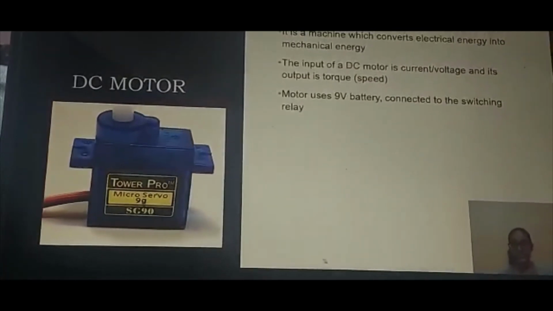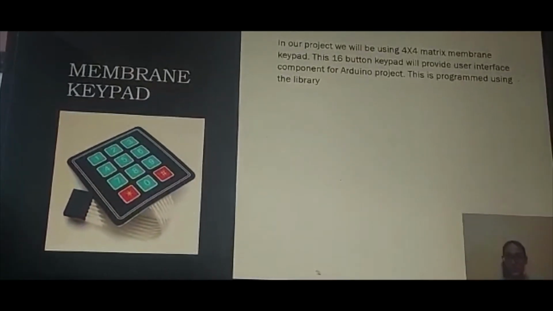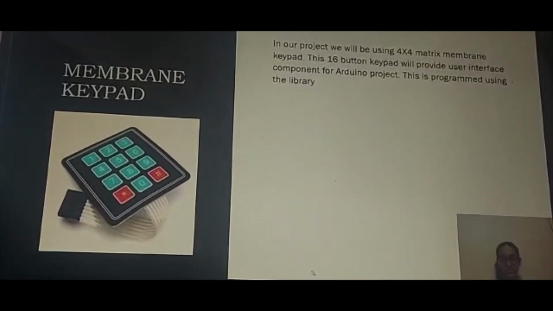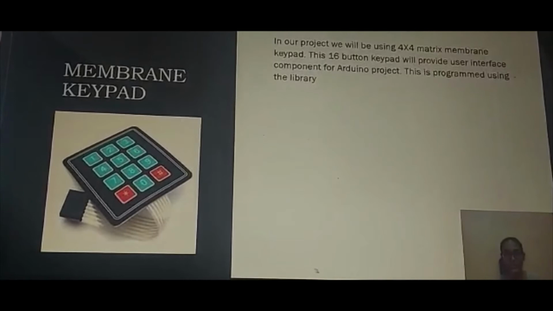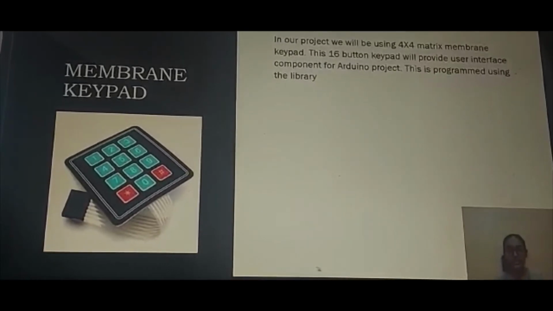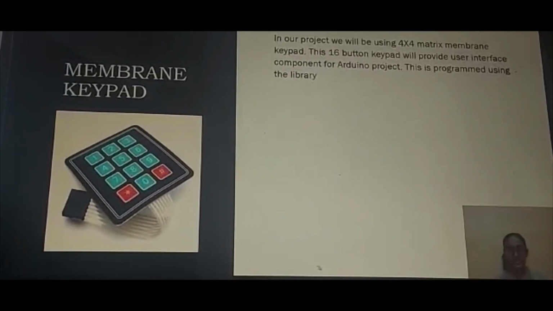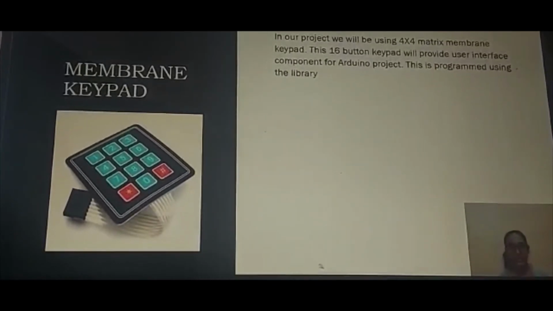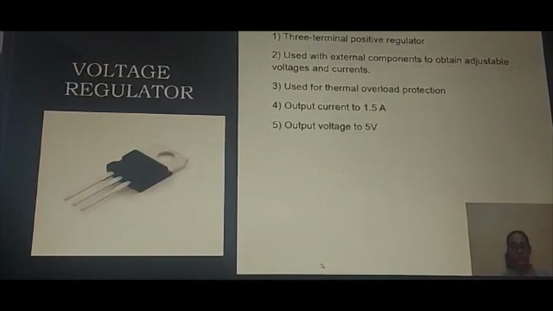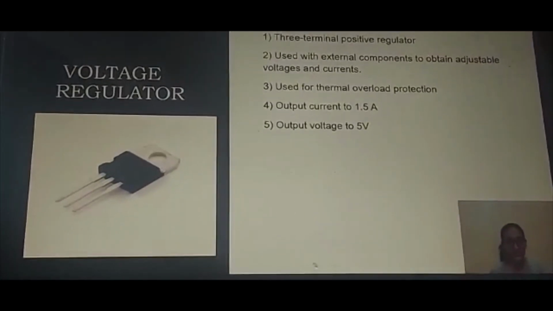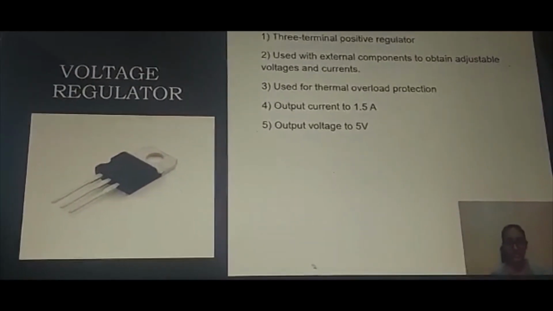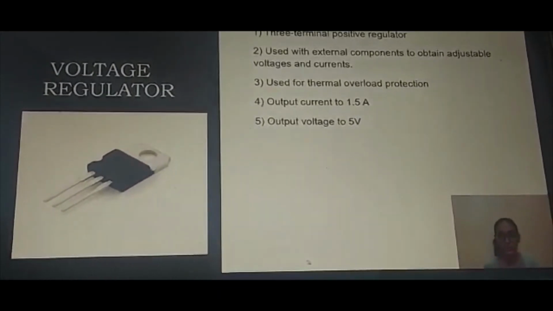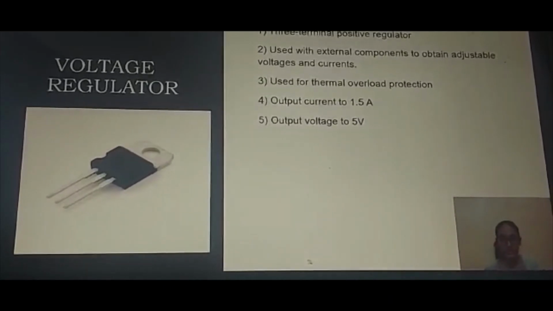The next component that we have is membrane keypad. In our project, we'll be using a 4 into 4 matrix membrane keypad. This is a 16 button keypad. It will provide a user interface component for the Arduino project. This is programmed using the required library. Now the next component that we have is voltage regulator. We have used a 3-terminal positive regulator used with external components to obtain adjustable voltage and current.